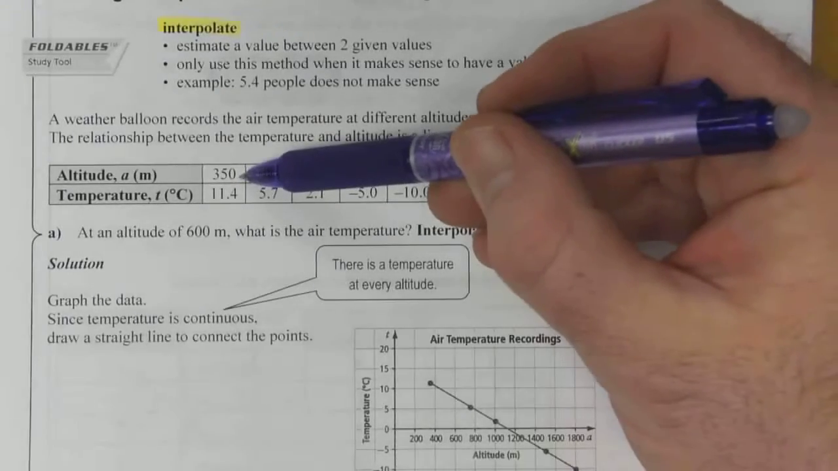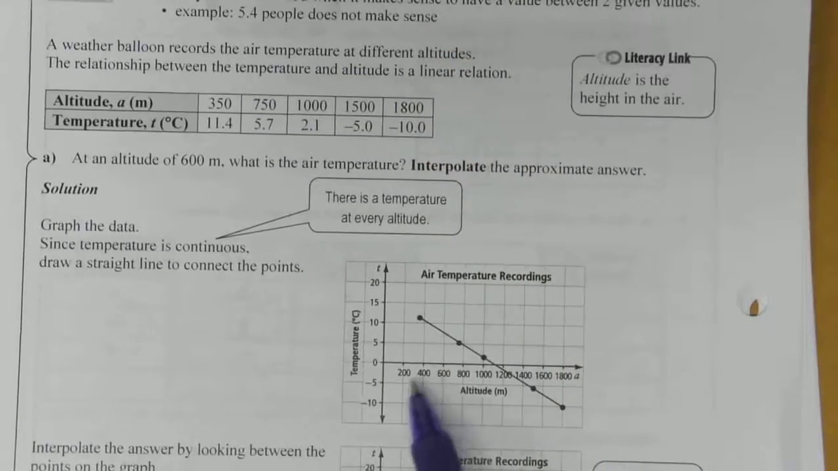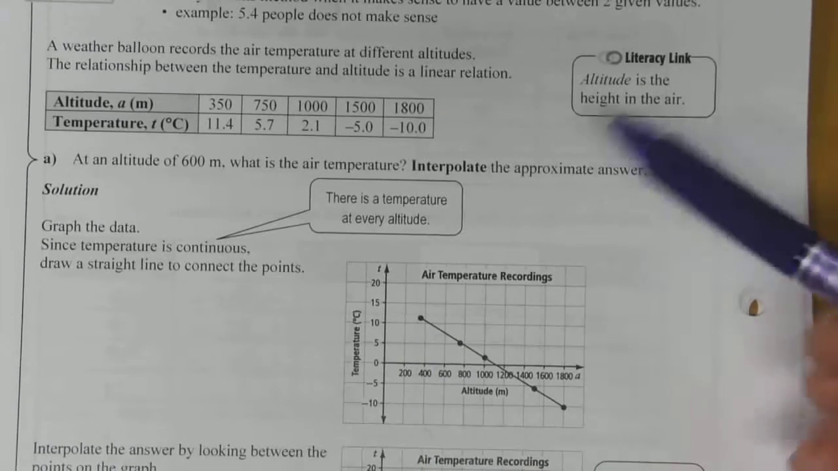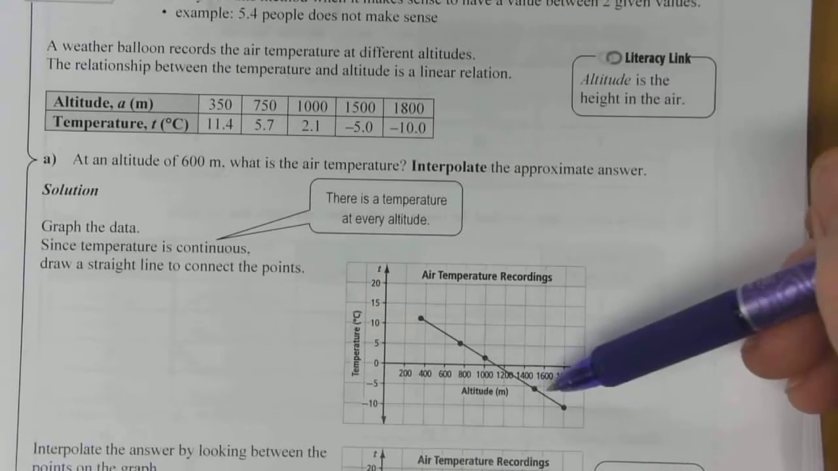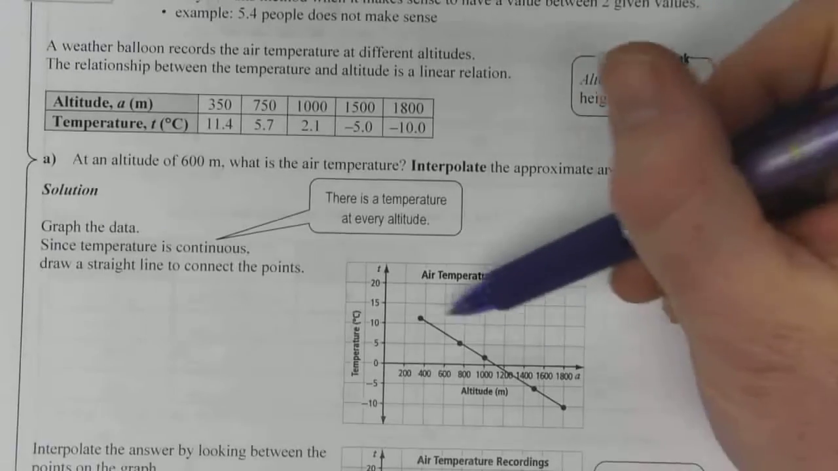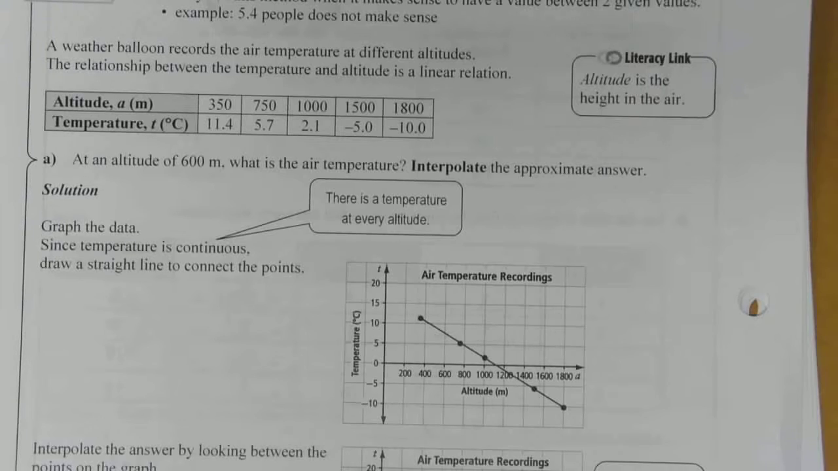You can plot these points, 350 and 11.4. Find 350 and then find 11.4, and there's one dot. We can do that for each of these points, and then you'll see that they make a straight line. You can draw a line joining them as well. So you can interpolate the answer by looking at the points on the graph. We're being asked about 600 meters.